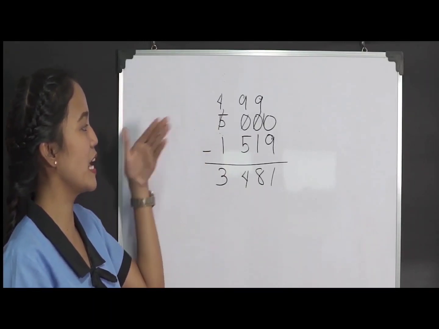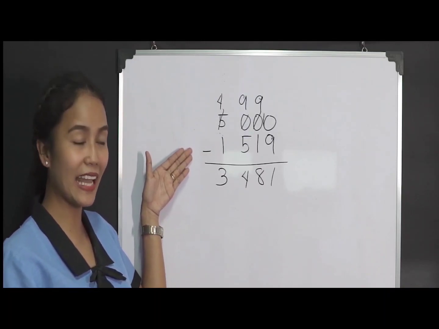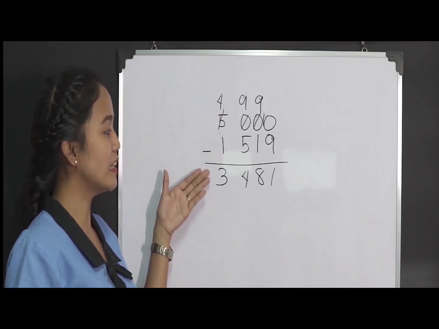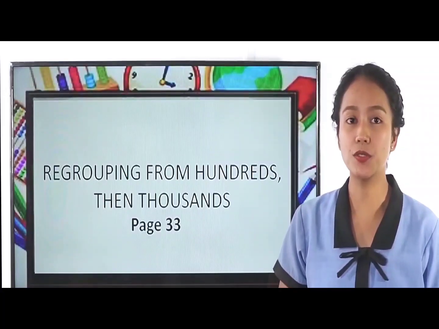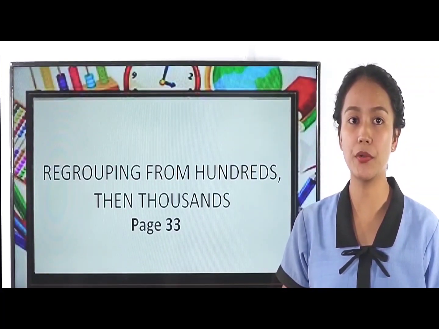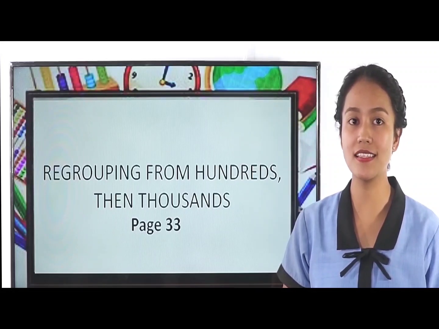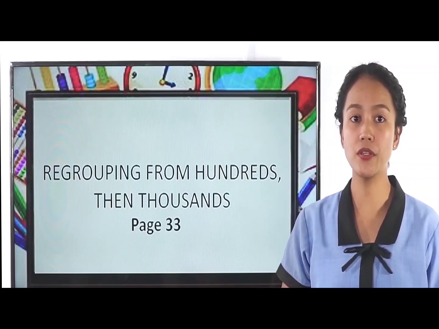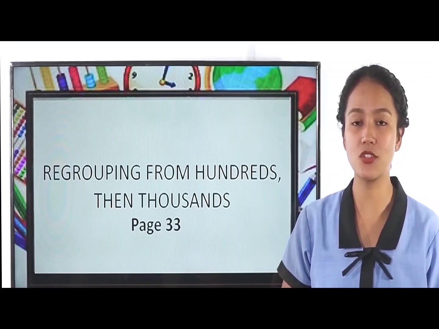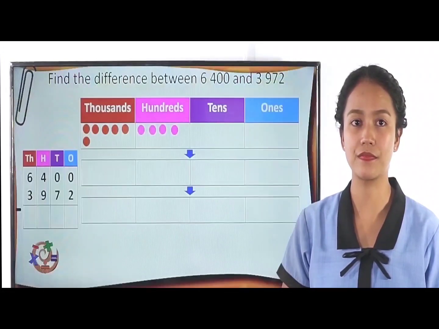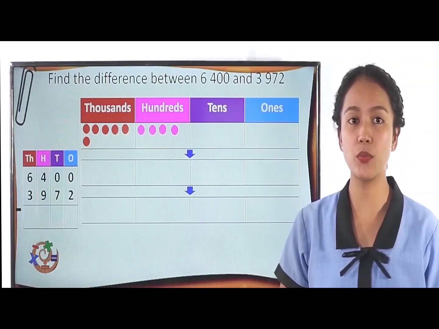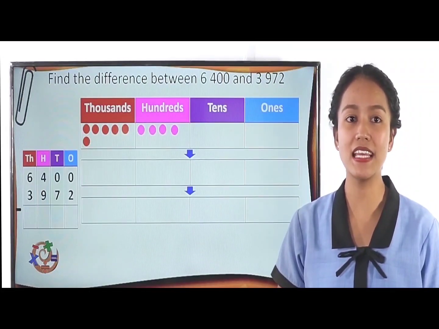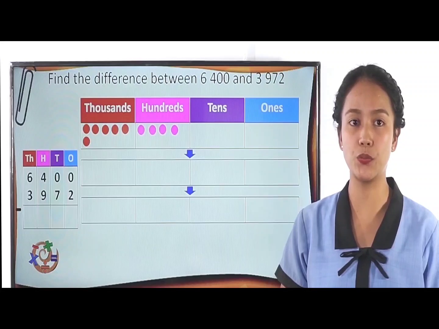So 5,000 minus 1,519 is equal to 3,481. Next is subtraction from a 4-digit number with regrouping from hundreds then thousands. Open your book to page 33 as your reference. Here is an example. Find the difference between 6,400 and 3,972.